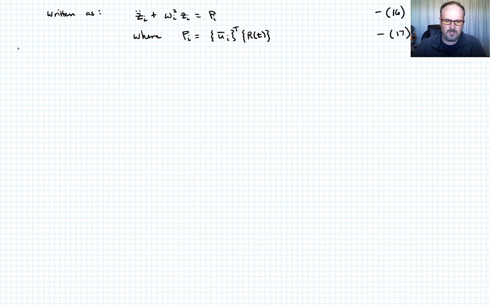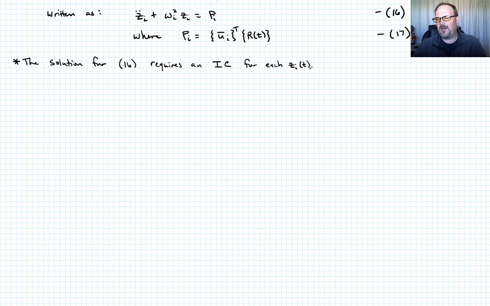Okay, so the solution to equation 16 requires an initial condition for each zi. So how are we going to get this? We basically need to invert that equation. We had the mapping that u is equal to phi times z, right? We talked about that. So now we need to figure out how do we get z if we know u, because we're going to define our initial conditions on the basis of that, right? So let's go ahead to see that.